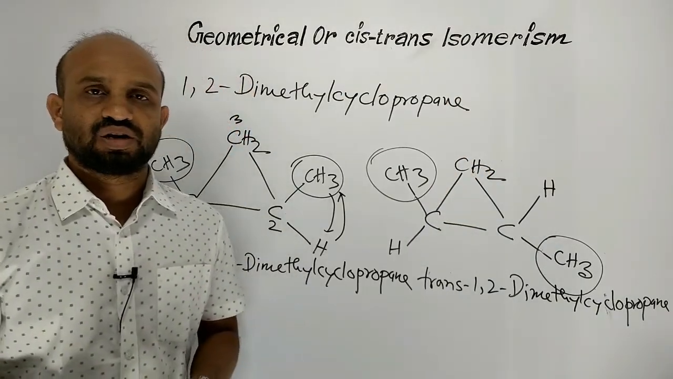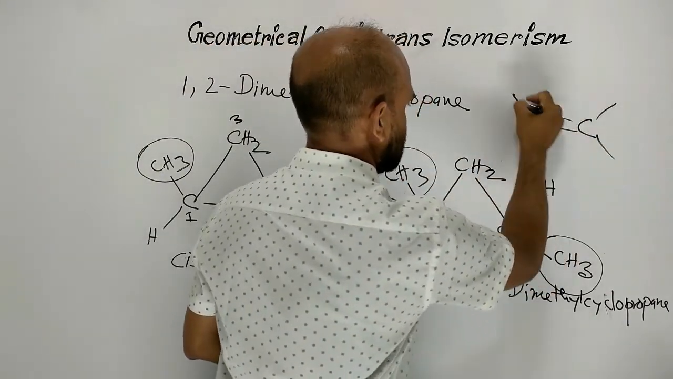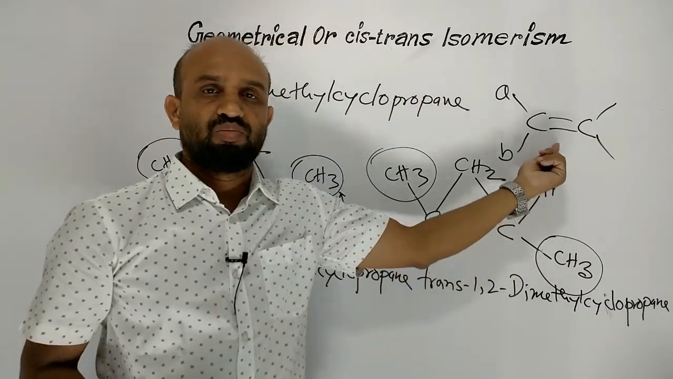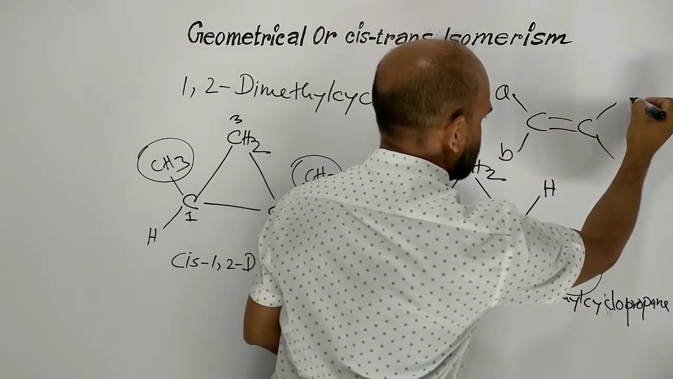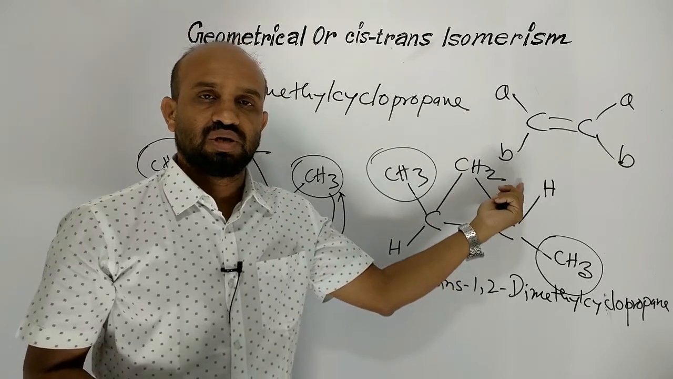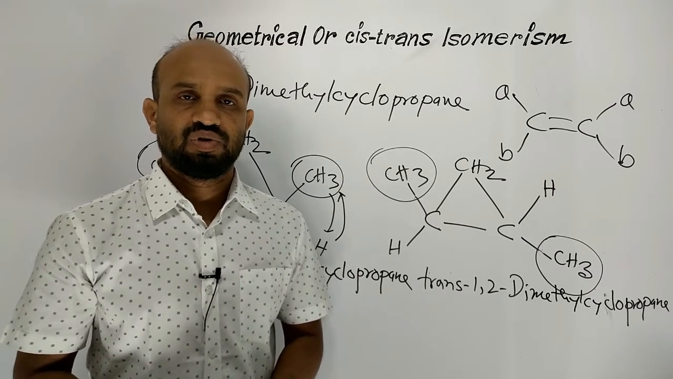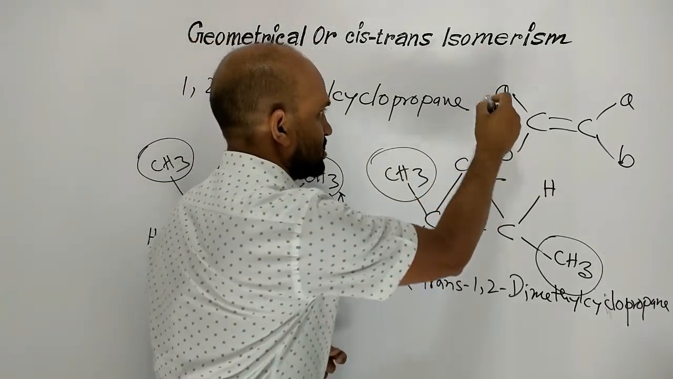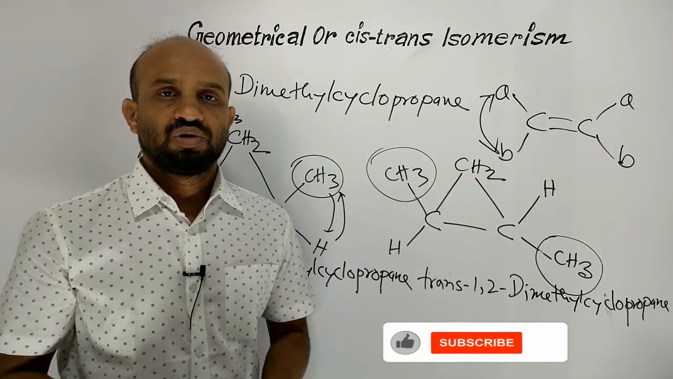This is about geometrical or cis-trans isomerism. In the case of a carbon-carbon double bond, the atoms or groups linked to the double bonded carbon must be different. This is A, this is B. Here this is A, this may be B. But the groups linked to one double bonded carbon atom must not be the same. If the groups are the same, then the compound will not show geometrical isomerism. This is the condition: the two groups linked to one double bonded carbon atom must be different.